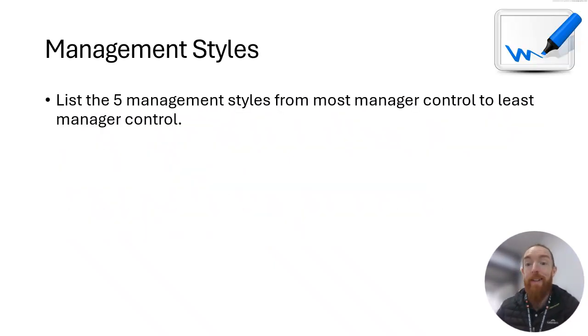Now we've got management styles. So we've got to talk about the 5 management styles that we have, from most control to least control. So you should hopefully know all 5. They should be ingrained in your brain. You should close your eyes and see them in your sleep. But if you cannot remember them off the top of your head right now, we have an autocratic management style as the one with most control. Autocratic.